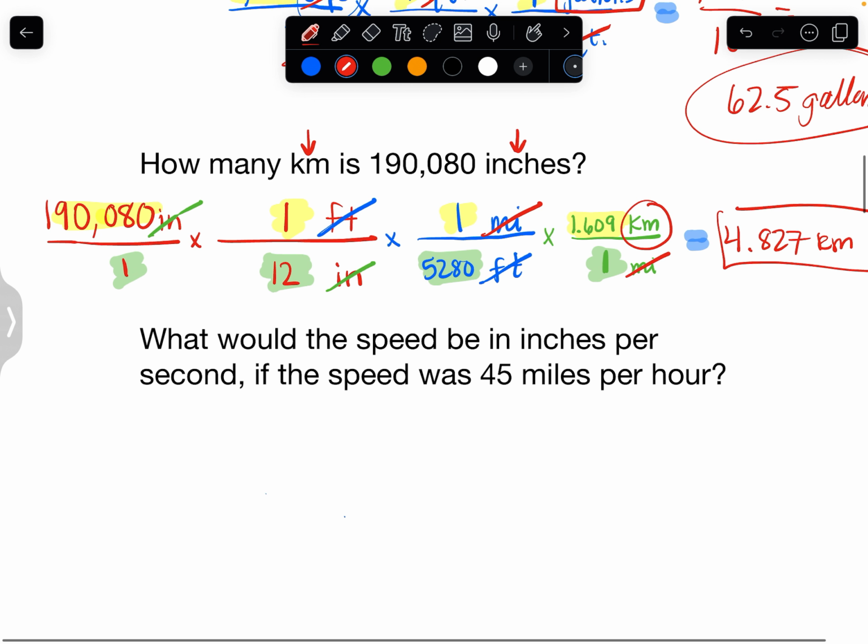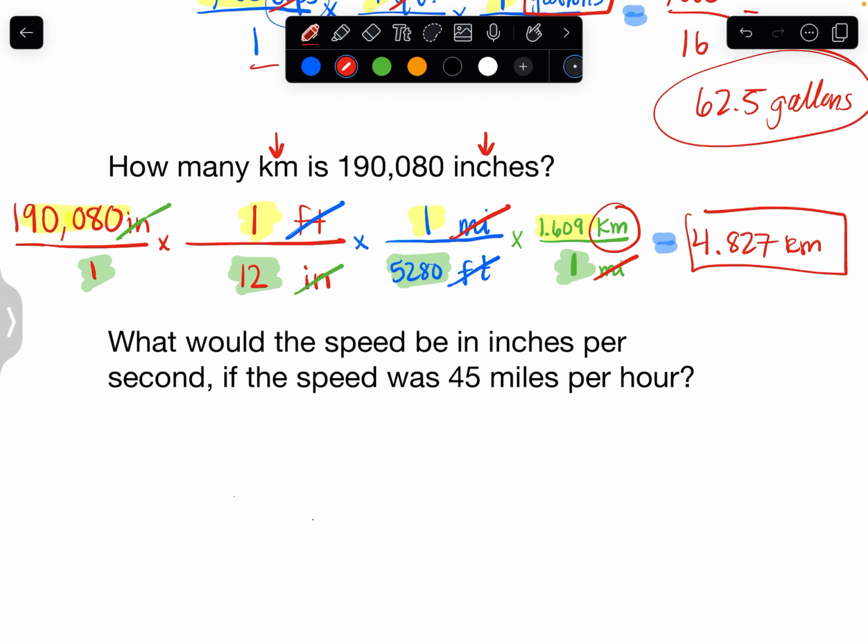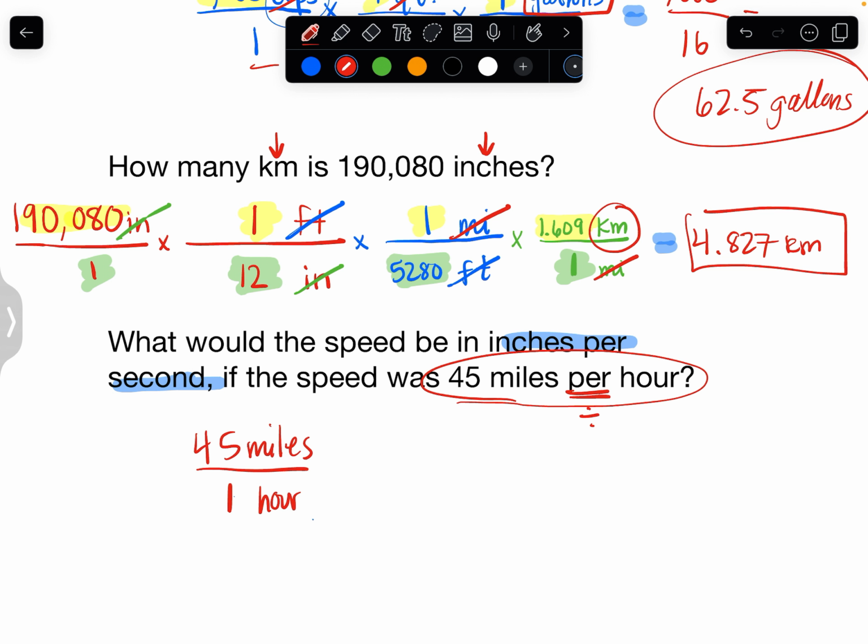The last one that we're going to do, we're going to be talking about 2 separate units, because when we read here, I want to go from 45 miles per hour to inches per second. So when we set up our problem here, it's going to be a little bit different, because I'm going to have 45 miles on top, and then per means division, so that means over 1 hour. 45 miles per hour represents going 45 miles in 1 hour. And so what we need to do here is convert our miles into inches and our hours into seconds.